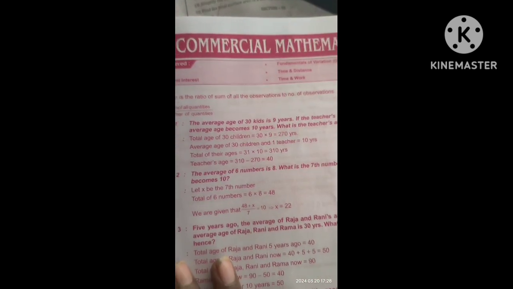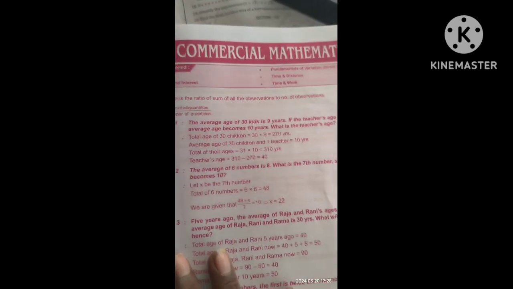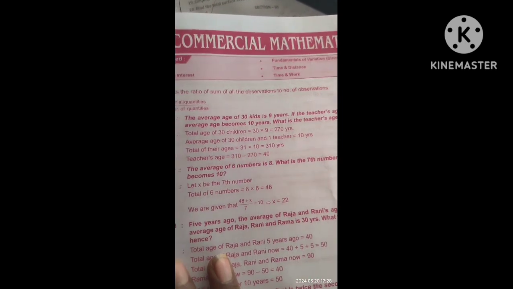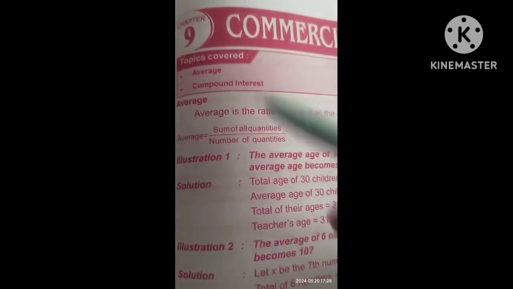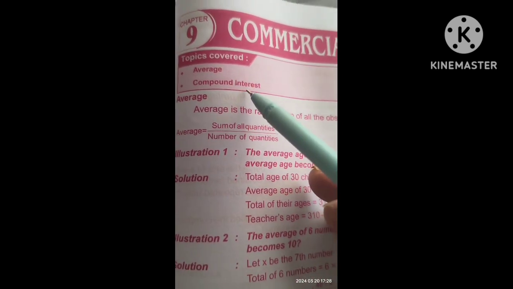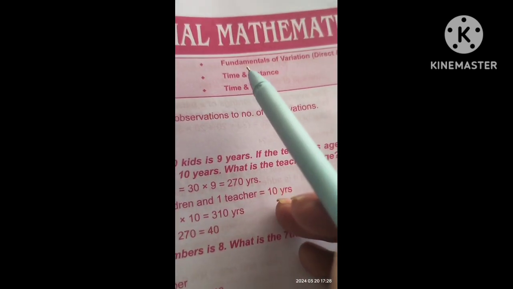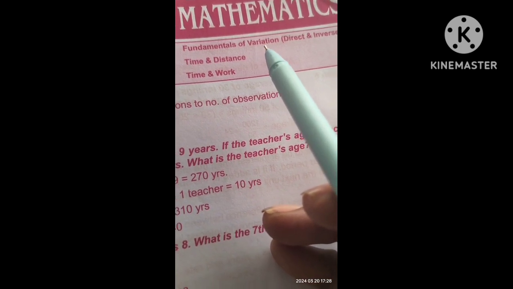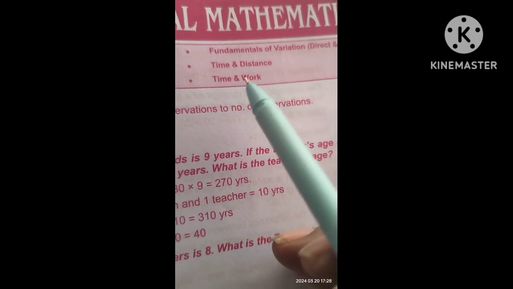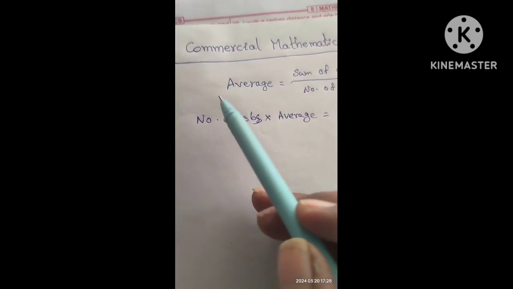Good evening, children. Now we are going to discuss commercial mathematics. In our syllabus, in this topic, we are going to discuss average, compound interest, and also fundamentals of variations, that is direct and inverse proportions, time and distance, time and work. In that, first we are going to discuss average.